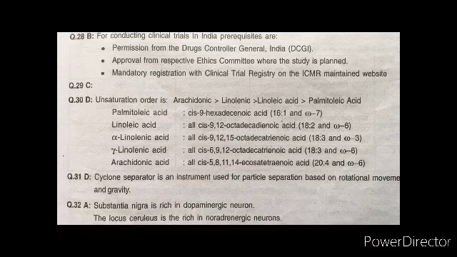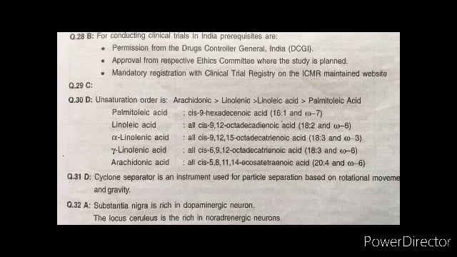Question number 31 is, which of the following is not a component of evaporator? Heat exchange, vacuum evaporator, condenser, or the cyclone separator. So all these first three, heat exchange, vacuum evaporator, condenser, are components of an evaporator, while the cyclone separator is the instrument which is used for particle separation based on the rotational movement and gravity.